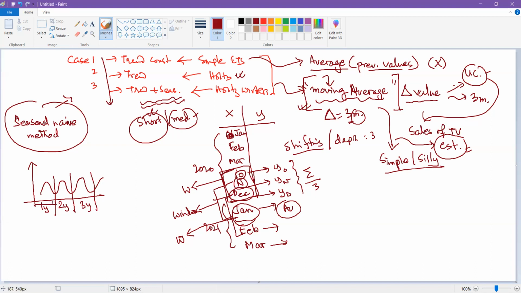Until this point in time, it was 1 year. Until this point, it is 2. Until this point, it is 3. And every year I see a peak in my AC sales. For example, this data belongs to air conditioning sales. Obviously, I know the logical reason behind it. It is because of the summer season. In the summer season, there will be a lot of sales, right?